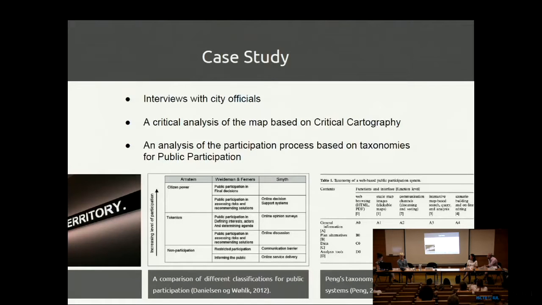And finally, we analyzed the map based on critical cartography and critical GIS. We won't talk too much about these theories, but some of the key notions within critical cartography and critical GIS are that maps and data are not objective or neutral, as it's sometimes believed, as a scientific representation, but rather that they're strong rhetorical tools which can be used to communicate a message. Yeah. And maps are always asking a question.